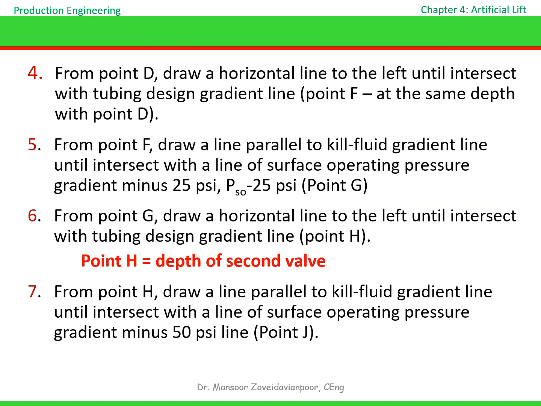Once the first valve is located, the remaining valves are placed using the same graphical method. From point D, move to the tubing design gradient, then draw a line parallel to the kill fluid gradient until it reaches the next casing pressure line. This gives point H, which represents the second unloading valve. The process is then repeated to locate the remaining valves.